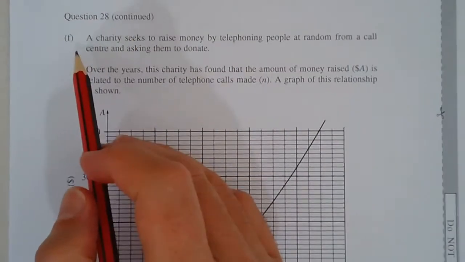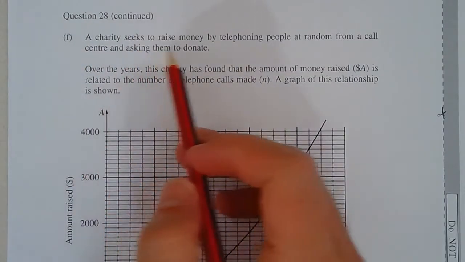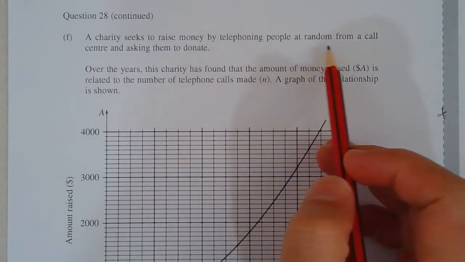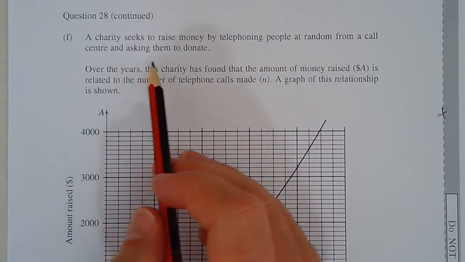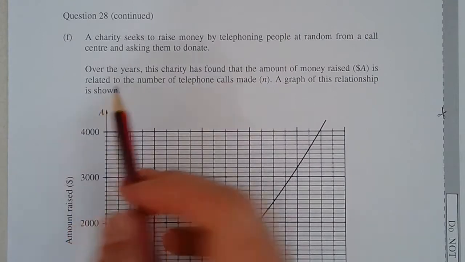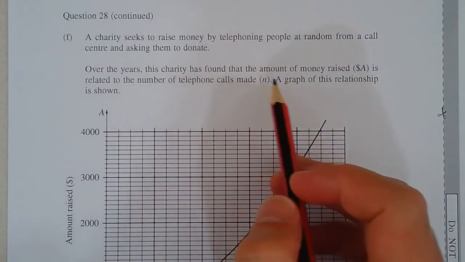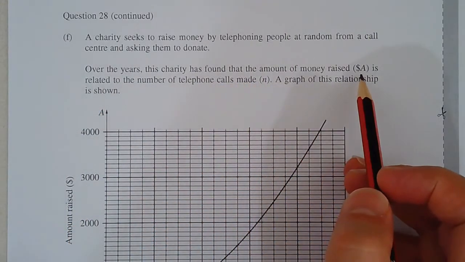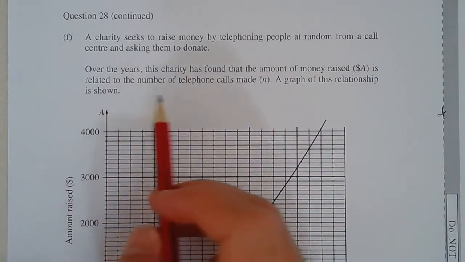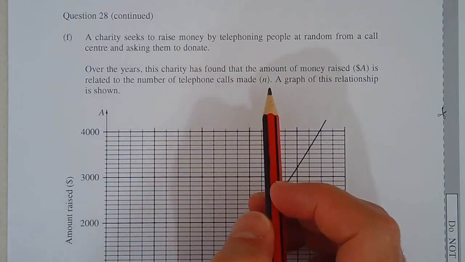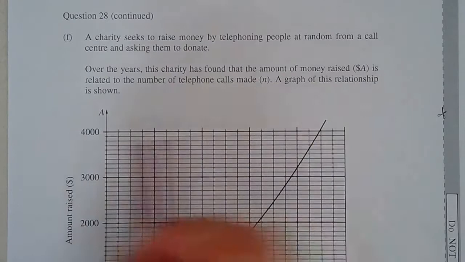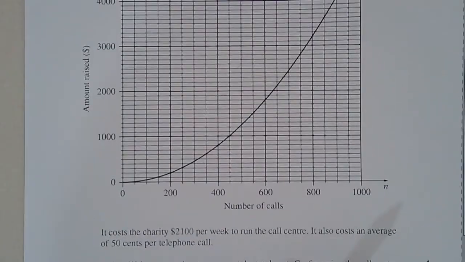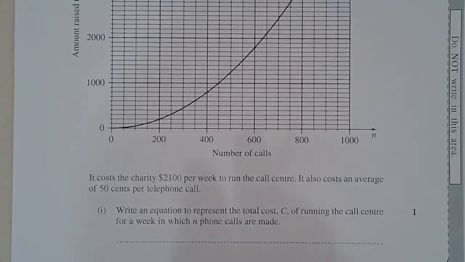Question 28F. A charity seeks to raise money by telephoning people at random from a call centre and asking them to donate. Over the years, this charity has found that the amount of money raised, A dollars, is related to the number of telephone calls made, N. A graph of this relationship is shown. It cost the charity $2,100 per week to run the call centre.